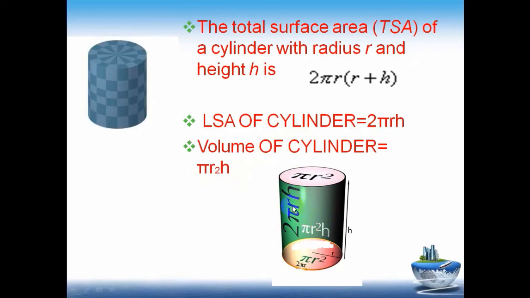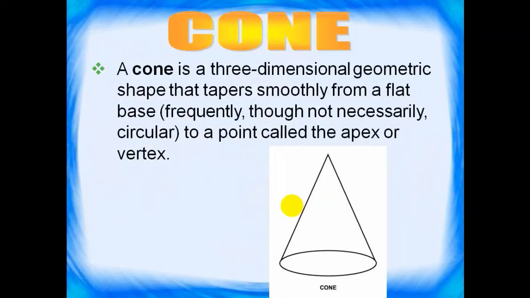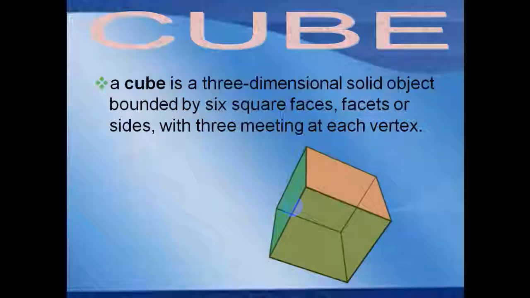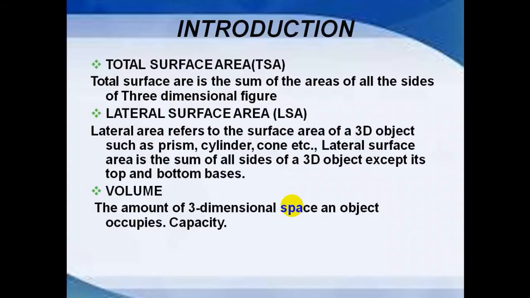You see over here in the previous slides, the lateral surface area formula we have already discussed. Total surface area is the sum of the area of all the sides of three-dimensional figures, and lateral surface area is the surface area of 3D objects such as prism, cylinder, and cone, etc.